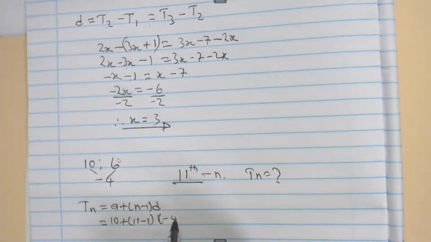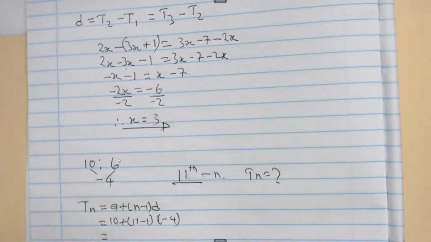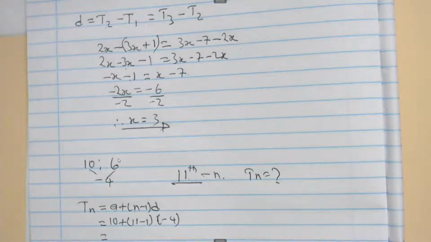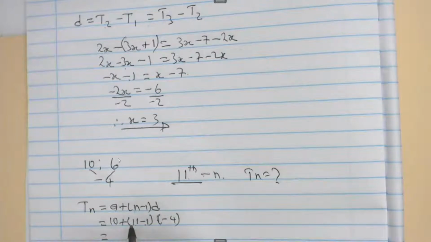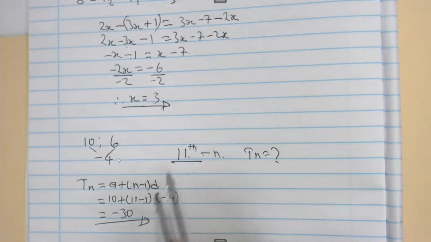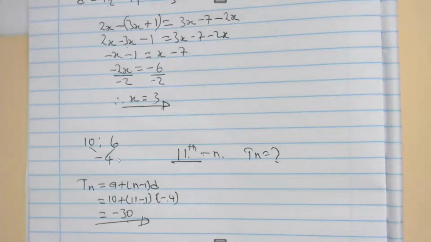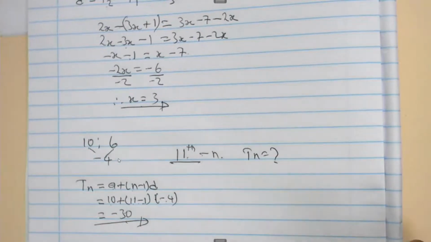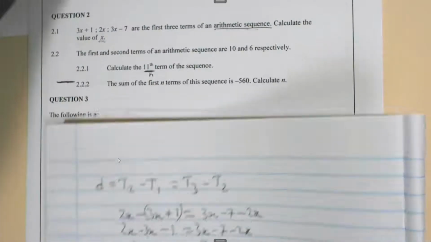D is -4. Now, you can punch this on your calculator, or you can do it stepwise. 11 minus 1 is 10. 10 multiplied by -4 is -40. -40 plus 10 gives us -30, meaning that the value of term number 11 would be -30. There is the term value of term number 11.